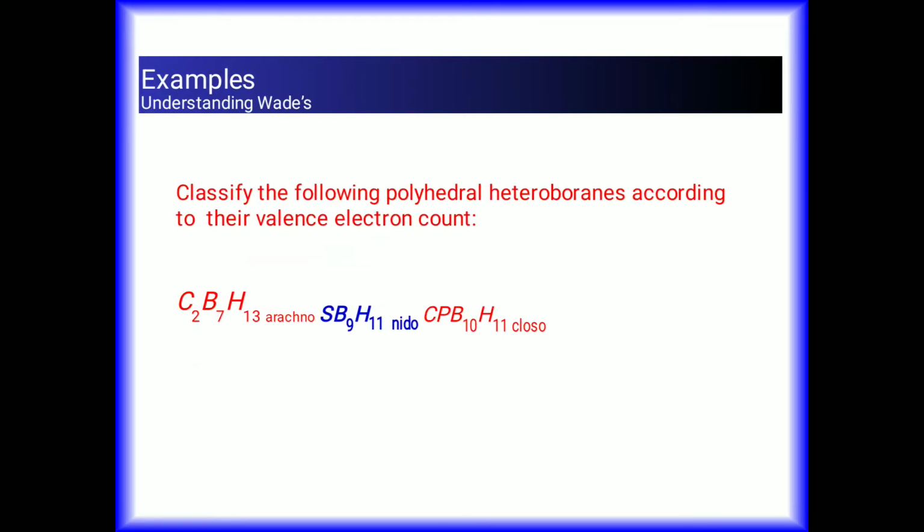So these are the examples. Easily calculate how the heteroatoms are replaced by some of the groups. C2B7H13 is an arachno. Sulfur B9H11 is a nido. Carbon phosphorus B10H11 belongs to a closo structure.